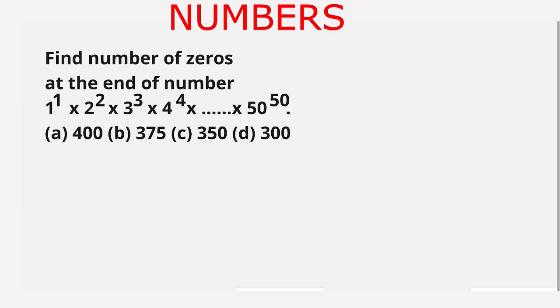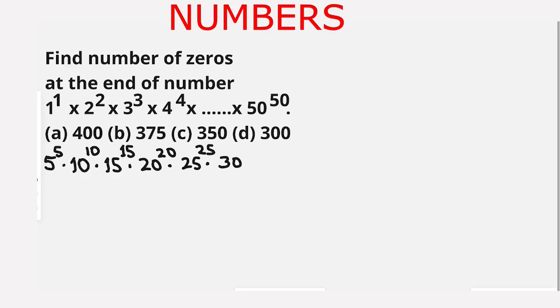So we will find all the multiples of 5 in this number. So this is 5^5 multiplied by 10^10 multiplied by 15^15 multiplied by 20^20 multiplied by 25^25 multiplied by 30^30 multiplied by 35^35 multiplied by 40^40 multiplied by 45^45 multiplied by 50^50. Now we will find only the 5s out of these multiples of 5.